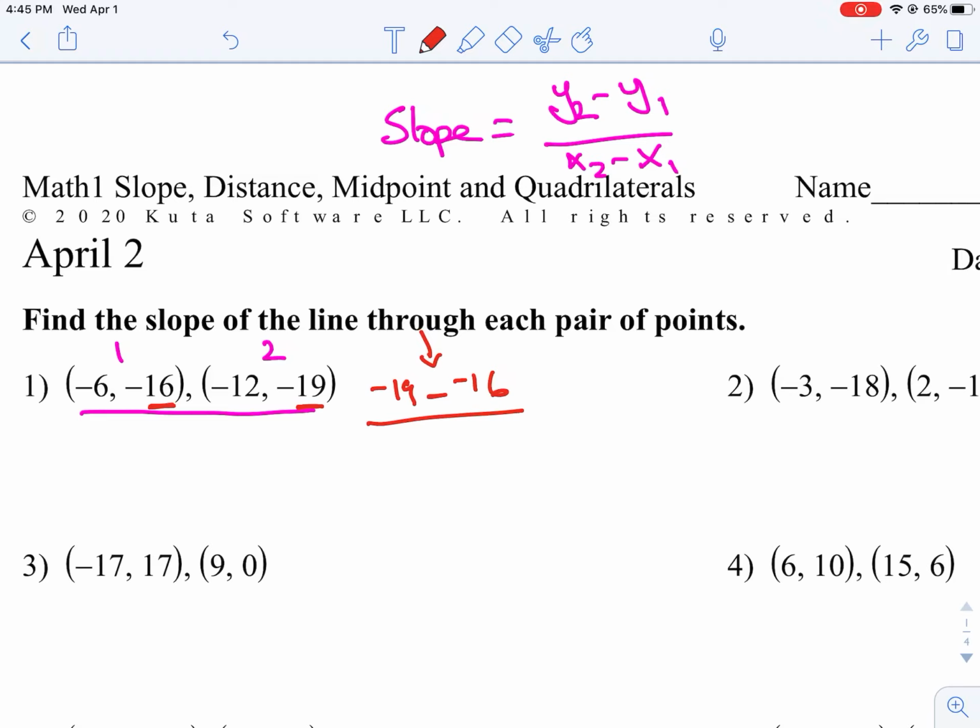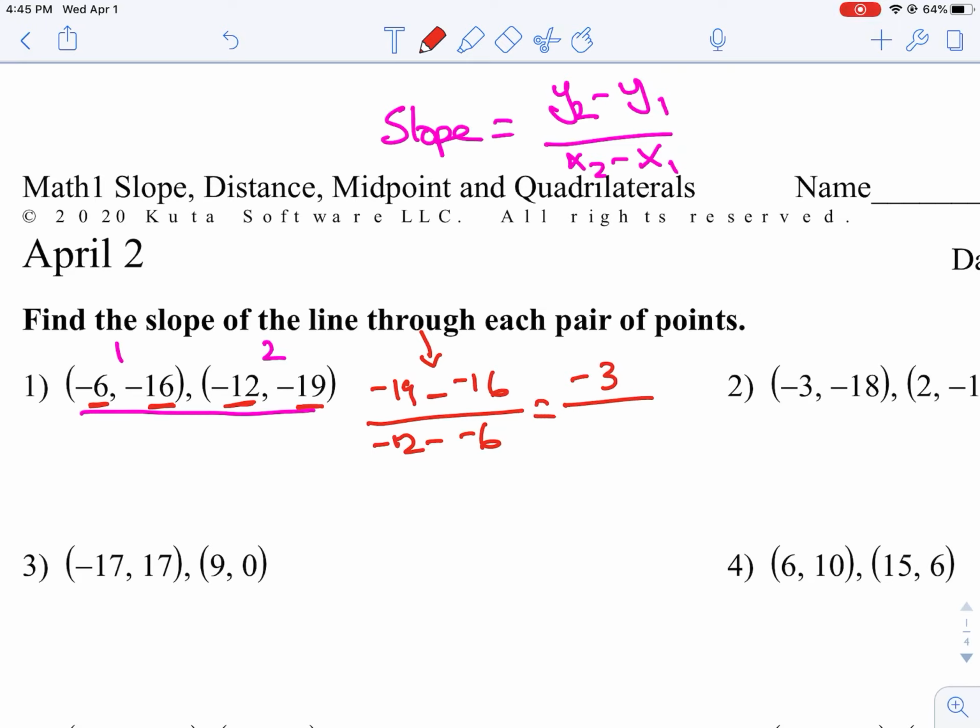There's where we're going to need our calculator. So now we're going to do the denominator. So the x of the second point, negative 12, minus x of the first point, negative 6. So I'm going to grab my calculator here. All right, you should have the TI-84 app, but I'm going to take negative 19. I'm going to subtract negative 16. I get negative 3 on top.